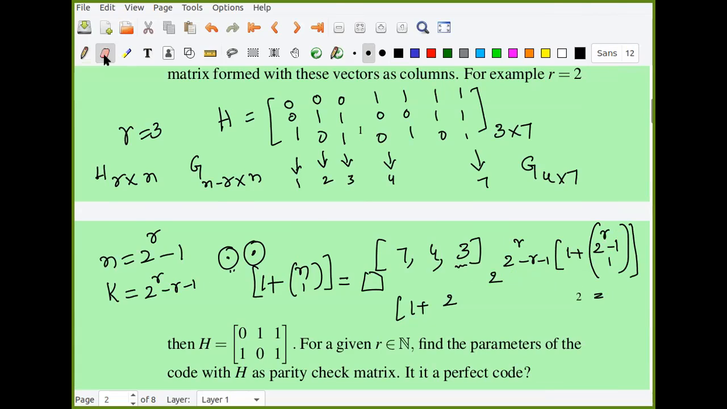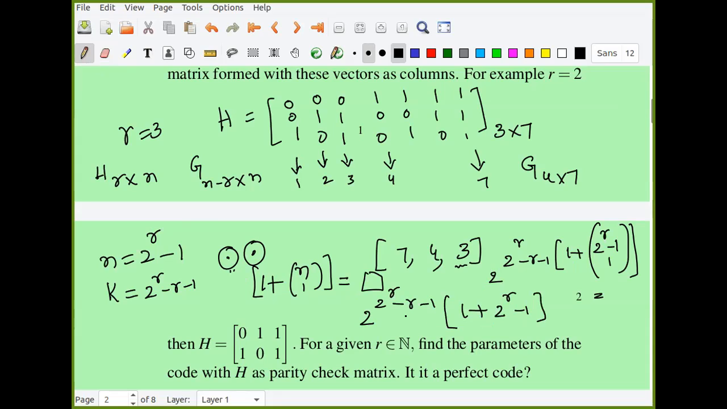Do you want me to write clearly? Are you following, or is there any problem? I think it's 2 power r minus 1. Yeah. So see here. Okay, I'll write it clearly.